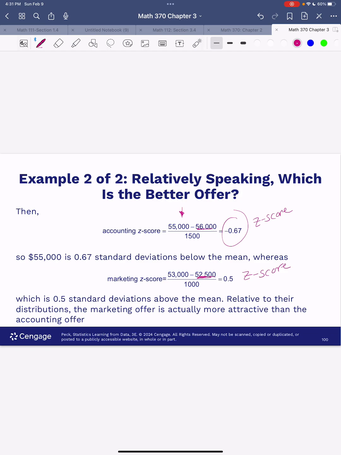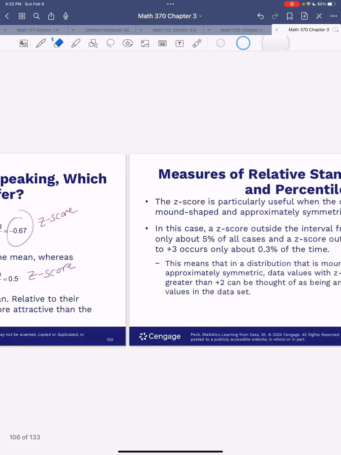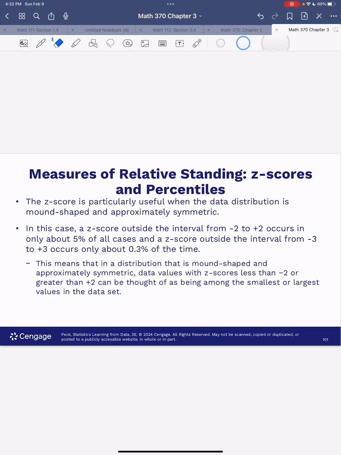The marketing z-score of 0.5 tells us that because it's positive, it's half of a standard deviation above the mean. We also see that the accounting z-score is negative 0.67, which means it's below the mean, a little bit further than half. As far as which offer is more attractive, we would say the marketing, just because it's more above the average. These z-scores are pretty useful when our data distribution is symmetrical, bell-shaped.